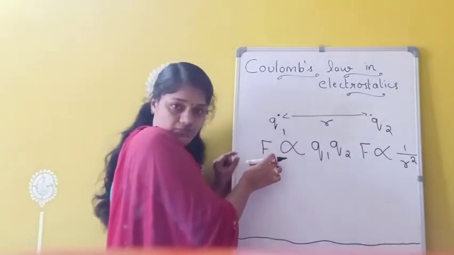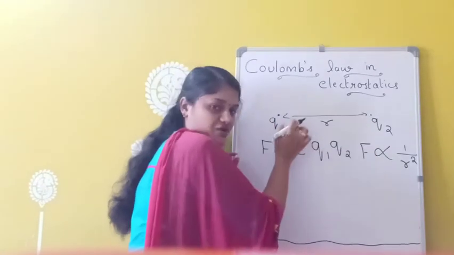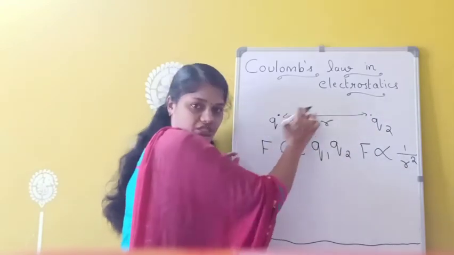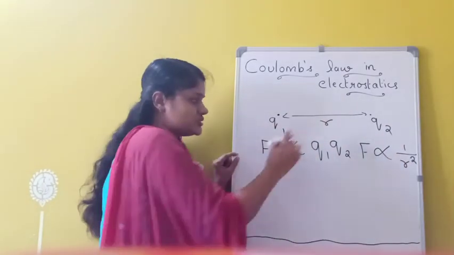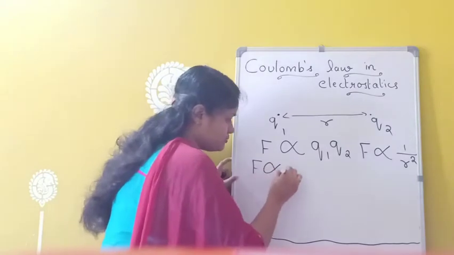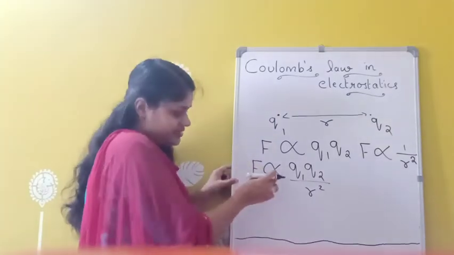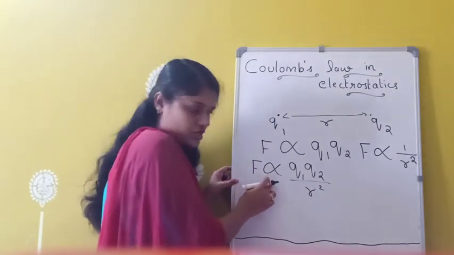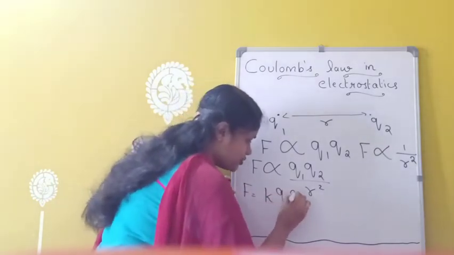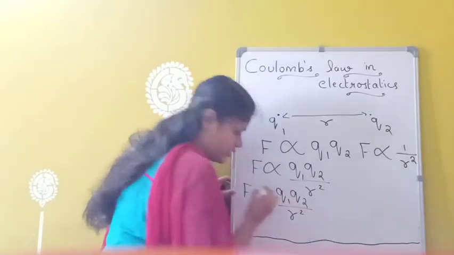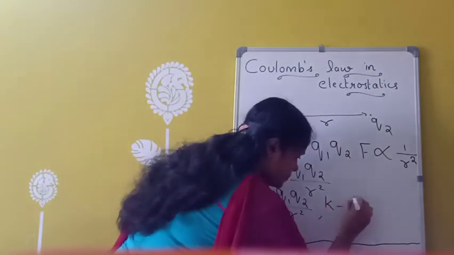So Coulomb's law states that the force of attraction or repulsion between two stationary point charges is directly proportional to the product of the charges and inversely proportional to the square of the distance between the charges. Together we can write F is proportional to Q1 Q2 divided by R square, and we can remove this proportionality sign by multiplying by a constant. So we can write F equals K into Q1 Q2 divided by R square. Here K is a proportionality constant.